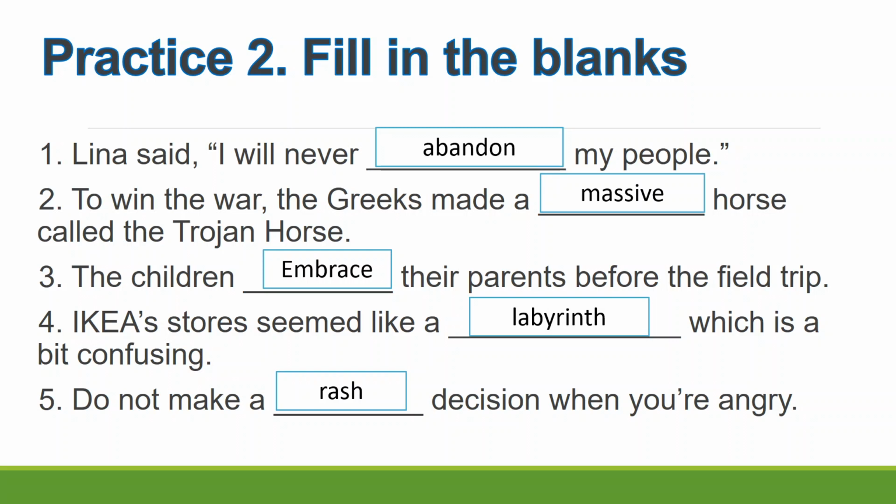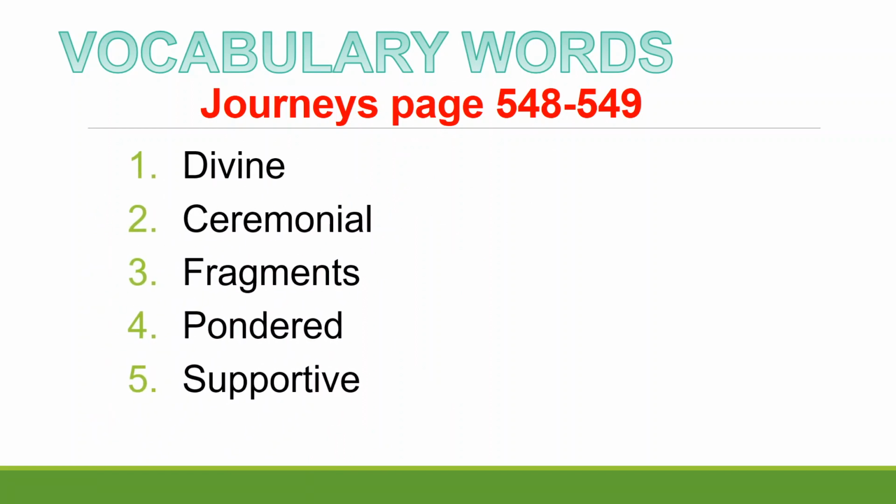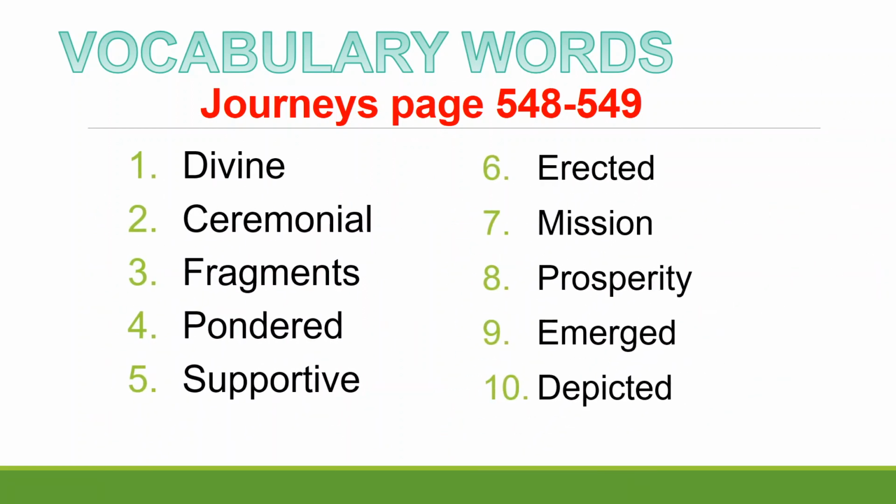Let's go to the final set of words that we discuss. So here are the words. This is in lesson number 19. So let's read them. Number 1, divine. Number 2, ceremonial. Number 3, fragments. Number 4, pondered. Number 5, supportive. Number 6, erected. Number 7, mission. Number 8, prosperity. Number 9, emerge. And number 10, depicted. Okay?